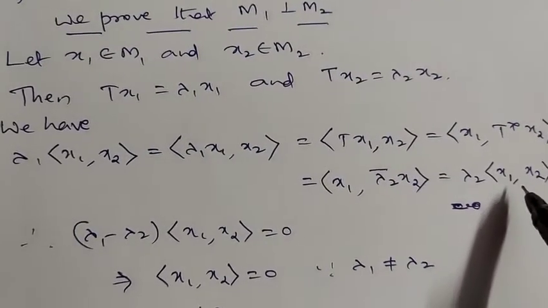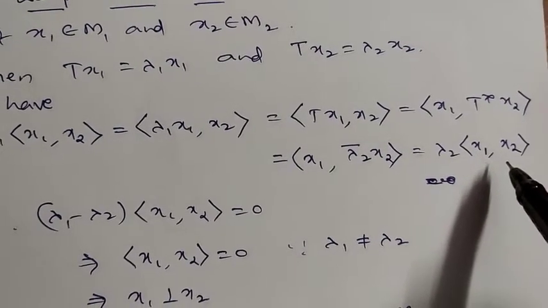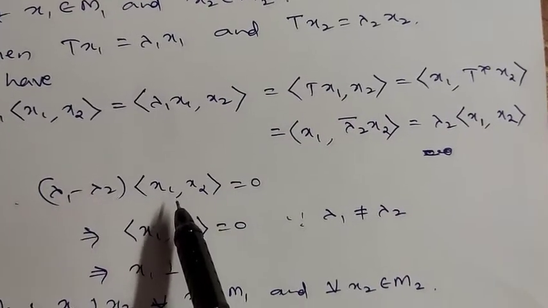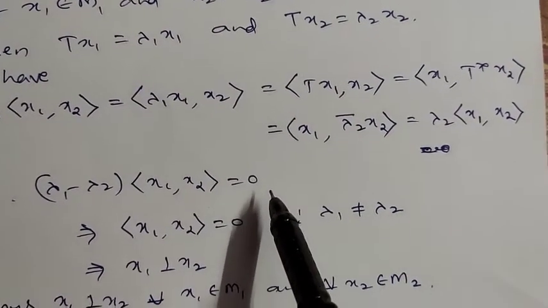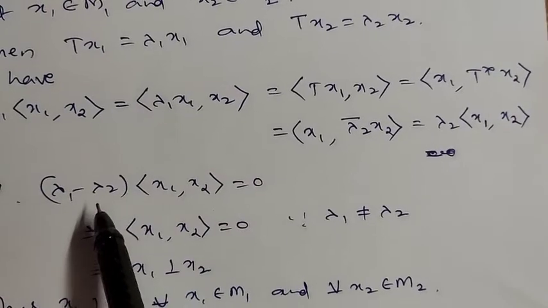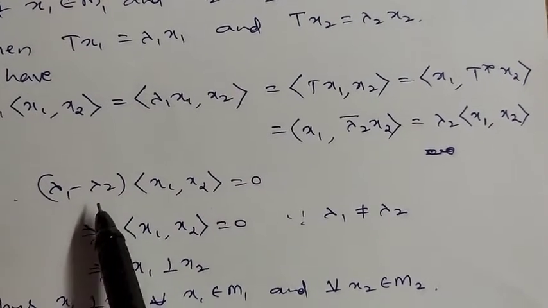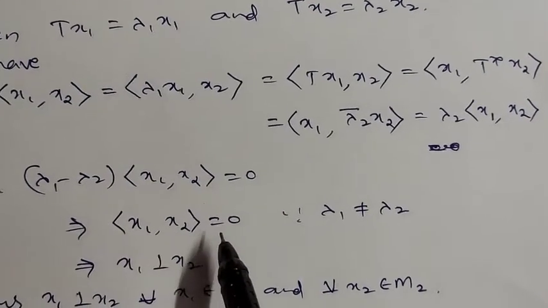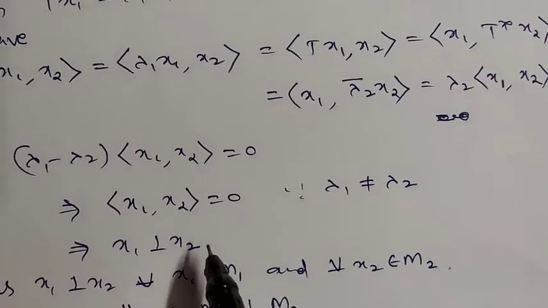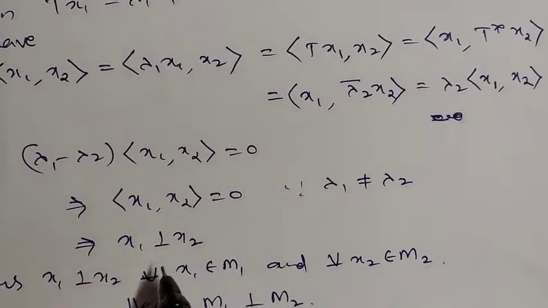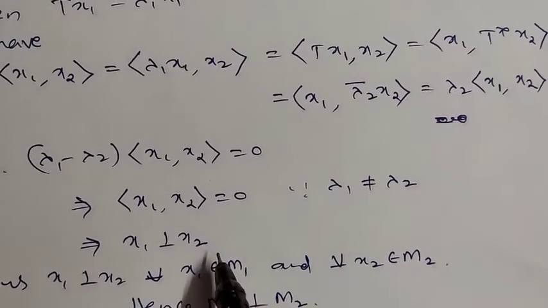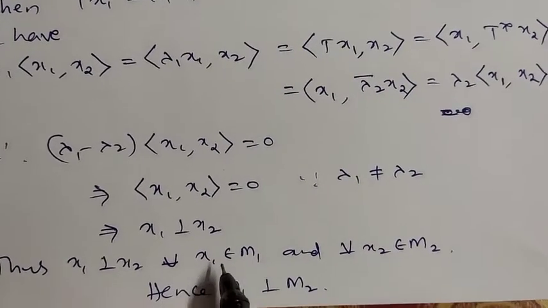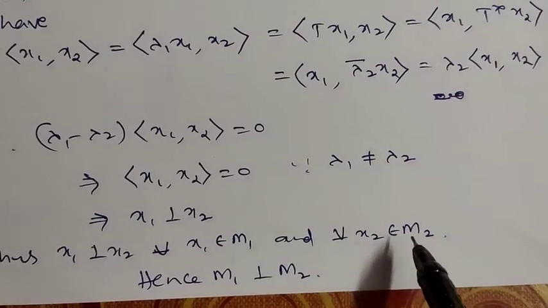Therefore, lambda 1 into x1 comma x2 is equal to lambda 2 into x1 comma x2. Therefore, lambda 1 minus lambda 2 into inner product of x1 comma x2 is 0. This implies, since lambda 1 and lambda 2 are distinct, lambda 1 minus lambda 2 cannot be equal to 0. Therefore, inner product of x1 comma x2 is 0, which implies x1 is orthogonal to x2. Thus, x1 is orthogonal to x2 for every x1 belongs to M1 and for every x2 belongs to M2.